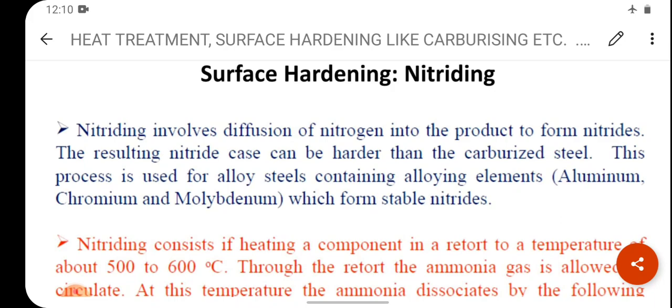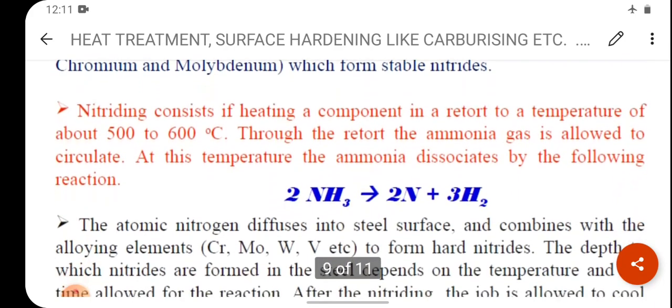This process is used for alloy steel containing alloying elements such as aluminum, chromium and molybdenum which form stable nitrides. किस अलॉय स्टील के लिए, किस अलॉइंग एलिमेंट्स के लिए यूज़ होगा, जिसमें एल्युमिनियम होगा, क्रोमियम होगा, मॉलिब्डेनम होगा, which form stable nitrides. So nitriding consists of processes.